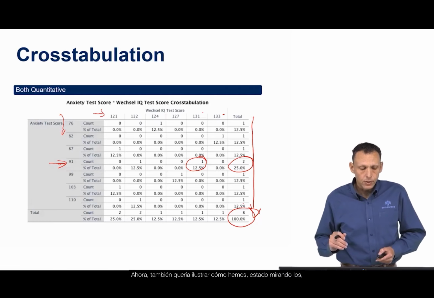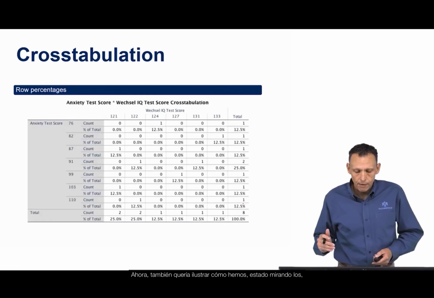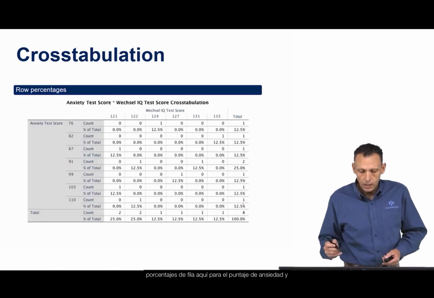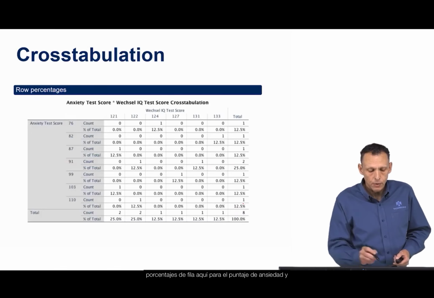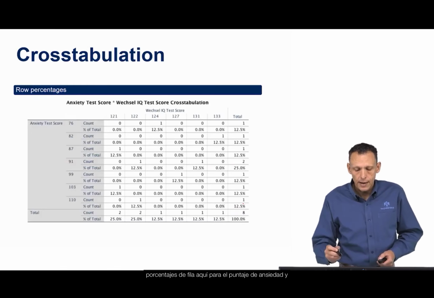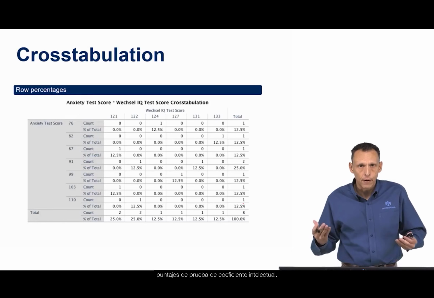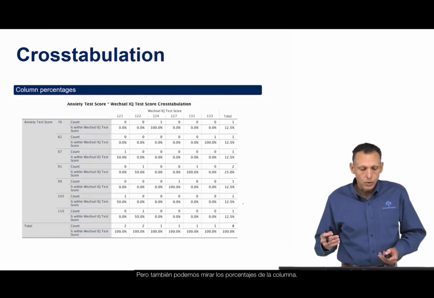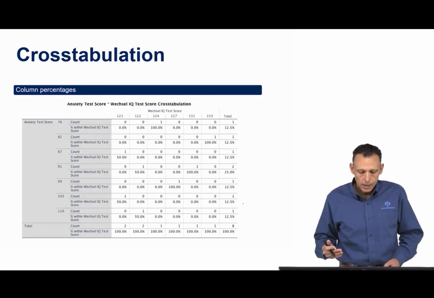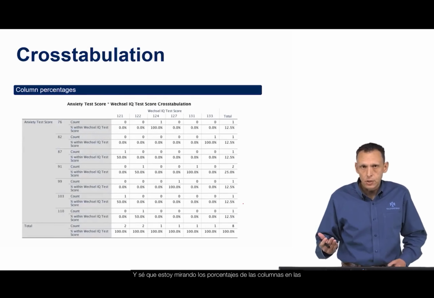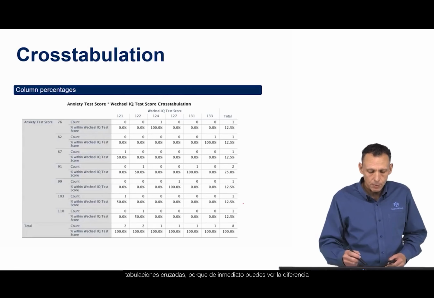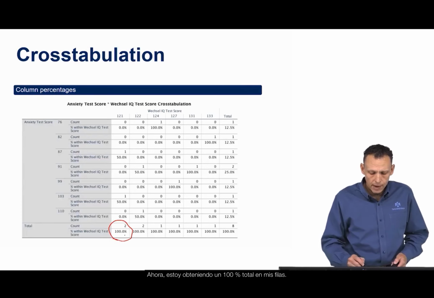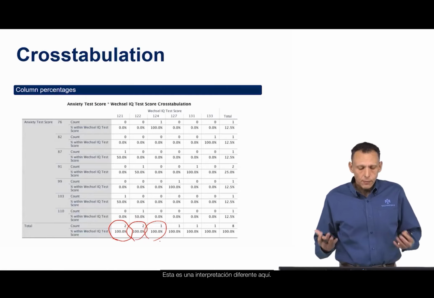Now, I wanted to also illustrate how we have been looking at the row percentages here for the anxiety score and the test scores of IQ, but we can also look at the column percentages. And I know that I'm looking at column percentages in the crosstabs because immediately you can see the difference if you compare the two. Now I'm getting 100% total in my rows. This is a different interpretation here.